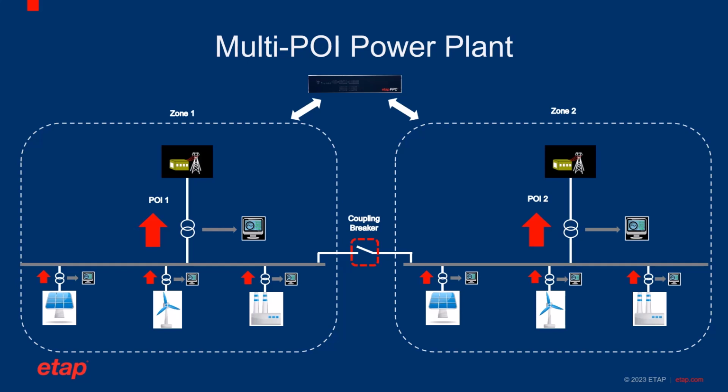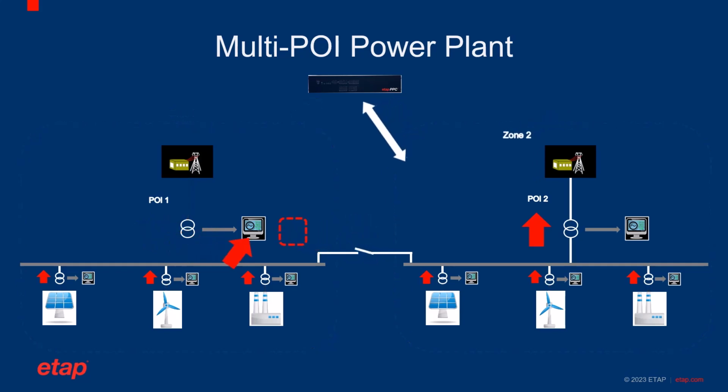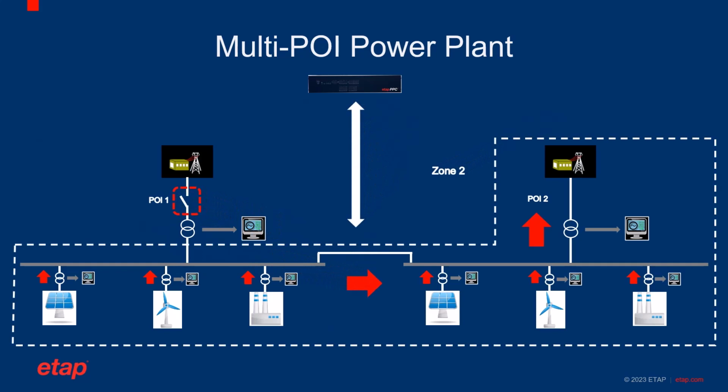However, the configuration can change on the fly, in the real-time operation of the plant. This allows the power plant to generate power even if one of the points of interconnection is lost, let's say due to a fault or other disturbances. For example, in this system, assume that due to a fault, the breaker at point of interconnection 1 opens. To maintain uninterrupted power generation, the coupling breaker is closed in this scenario.